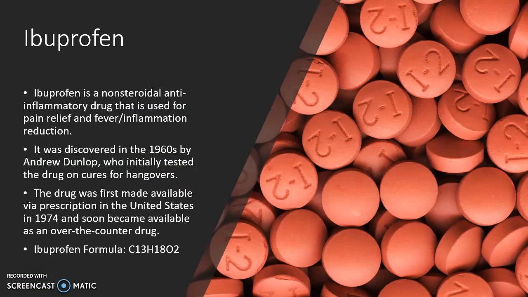Ibuprofen is a non-steroidal anti-inflammatory drug that is used for pain relief and fever or inflammation reduction. It was discovered in the 1960s by Andrew Dunlop, who initially tested the drug on cures for hangovers. The drug was first made available via prescription in the United States in 1974 and soon became available as an over-the-counter drug. And below is the formula for ibuprofen.